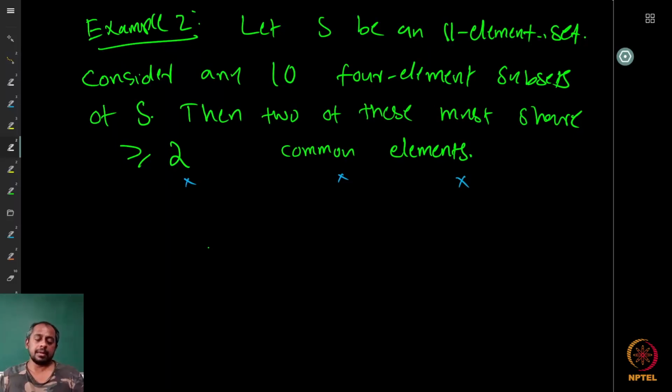So here the following question is given: you are given a set with 11 elements. Out of this set, you are going to make 4 element subsets. So you take any 4 of them, you get a subset. You take some other 4, then you take another subset. So you pick 4 element subsets and take any 10 of them, whatever you like. So pick any 10 of the 4 element subsets of the 11 element set.